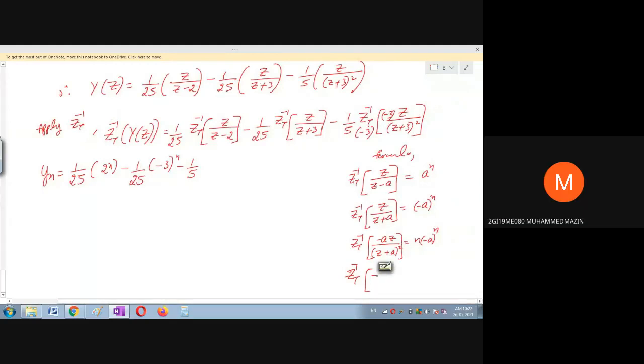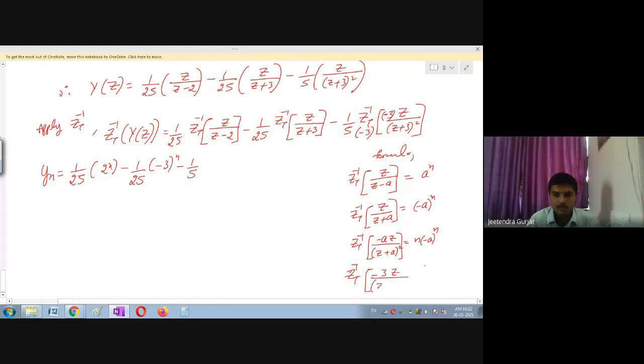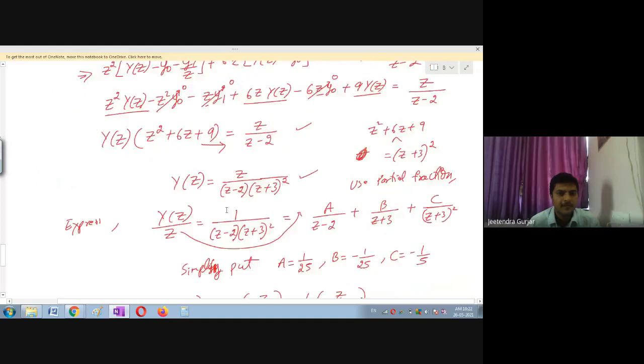Yes, beta. Sir, we can use the third formula from the chart. That also you can use, no problem. So this is quite easier, no? Minus 3 raised to n. Which one? Beta.